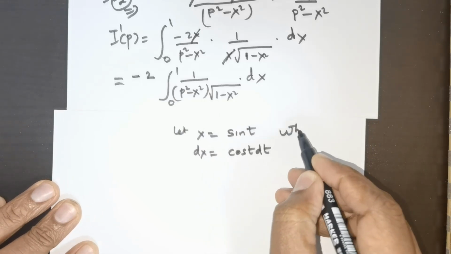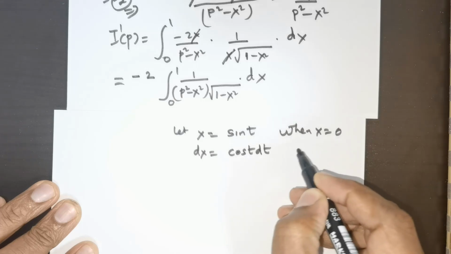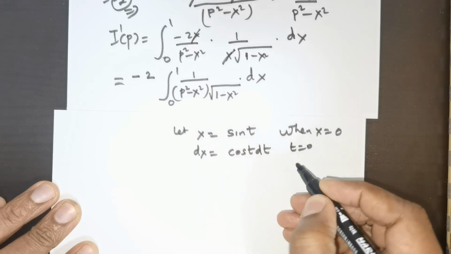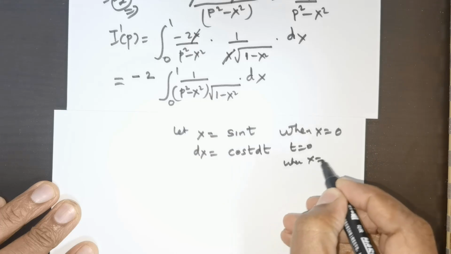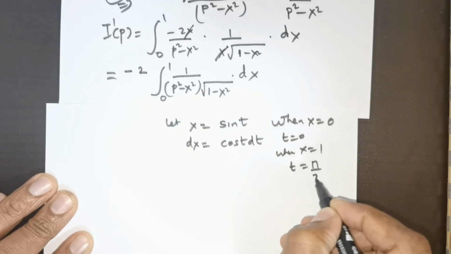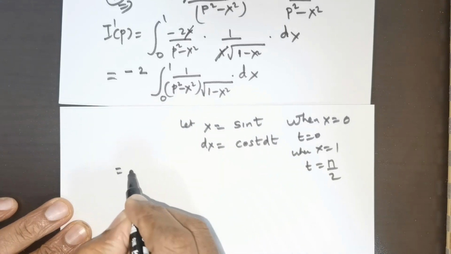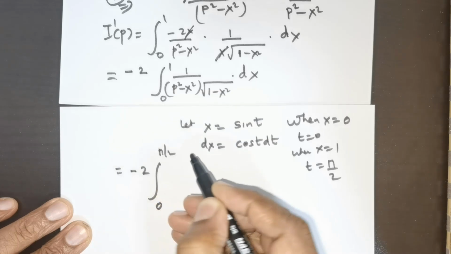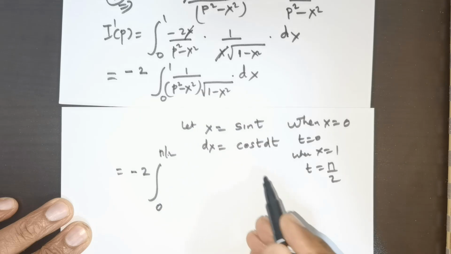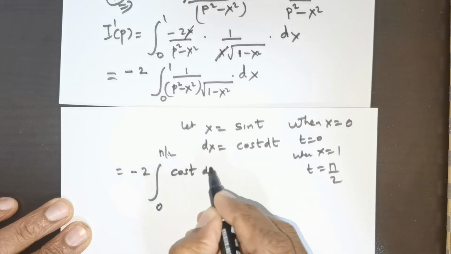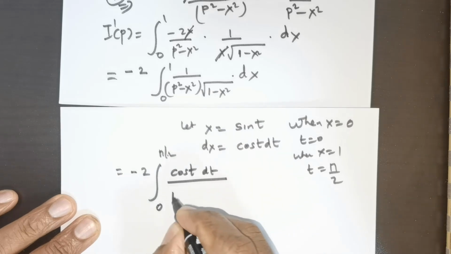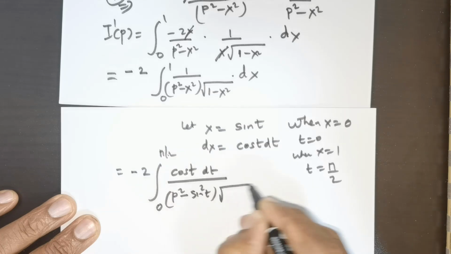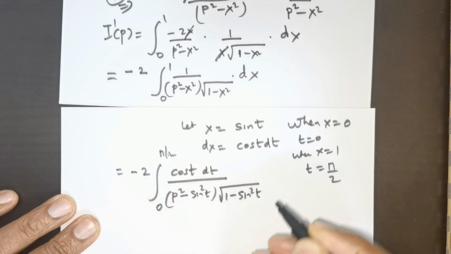When x is equal to 0, what happens here? If you substitute x equal to 0, t will be equal to 0, and when x is equal to 1, t will be equal to pi over 2. So this is equal to negative 2, the integral from 0 to pi over 2, and in place of dx you substitute cos t dt, divided by p squared minus sine squared t multiplied with the square root of 1 - sine squared t.